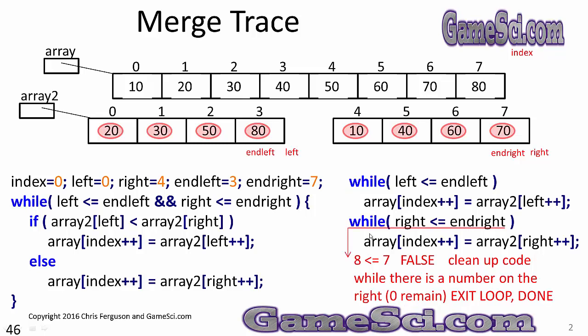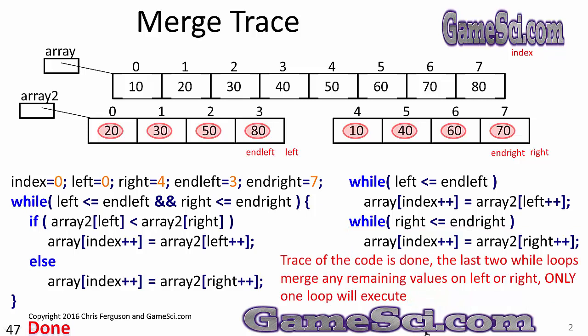We get down to the second loop, and 8 less than or equal to 7 is still a false statement. Once again, this is a cleanup code. While there is a number on the right and 0 remain, we will exit the loop and finally finish our algorithm. Both of these loops, the first loop says if there's any numbers on the left, merge them into the larger array. The second loop says if there's any data left on the right, merge it up into the larger array. Only one of these loops will execute, not both.